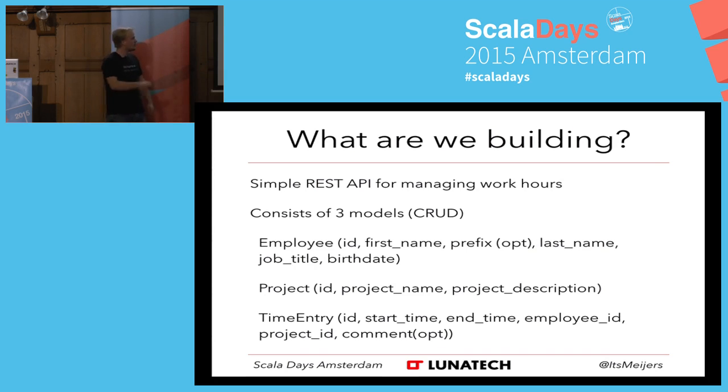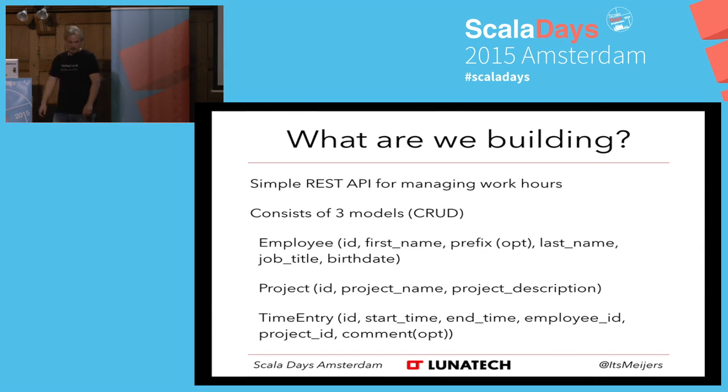And the API will consist of 3 models. You have your employee, that's the one who does the work. Then you have the project, which is related to the time entry, so that your boss knows who to send the bill. And then you have the time entry, which is the actual work hours, where you have your start time, your end time, and it's linked to the project and the employee. And I already created these models in Postgres, so that you don't have to see me set up the boring stuff.